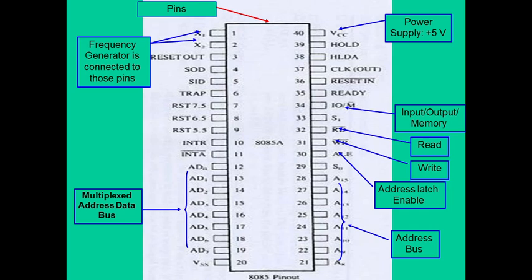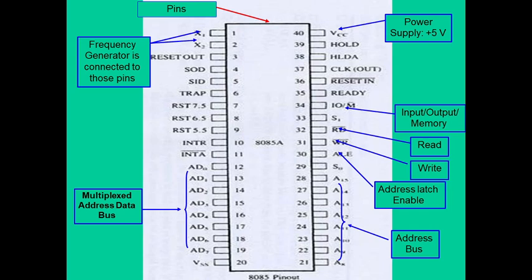Pin number 10 INTR. Pin number 11 INTA complement and pin number 12 to pin number 19 are for multiplexed address data bus. VSS is pin number 20, that is for ground. Pin number 21 to 28 are address bus from A8 to A15. Then pin number 29 is S0. Pin number 30 is ALE.